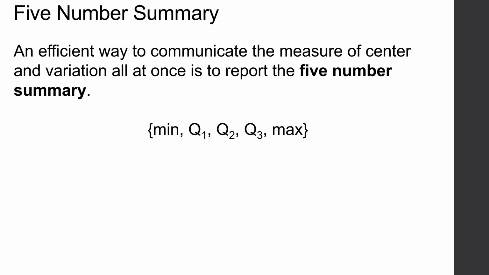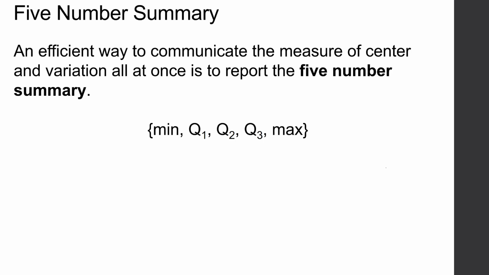An efficient way to communicate the measure of center and variation all at once is to report the 5-number summary. The 5-number summary is the minimum and maximum observations and the 3 quartiles. Remember that Q2, the second quartile, is the median.